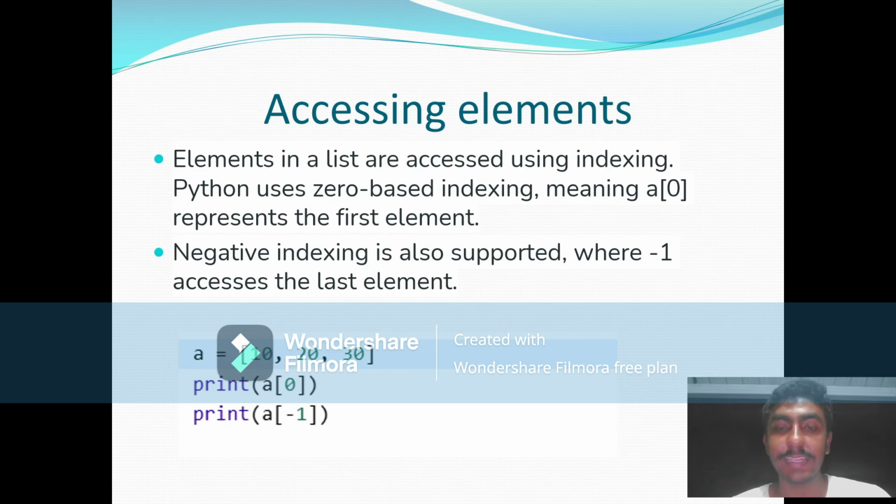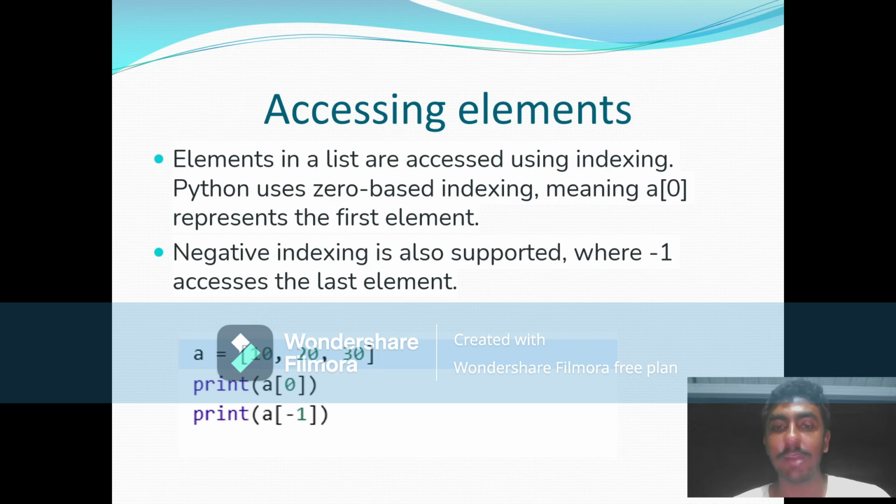So there are some common beginner mistakes. Now suppose our list contains only 4 elements, and we write print a of 10. Python produces an index error because there is no element at index 10. So always remember the index must exist within the list.